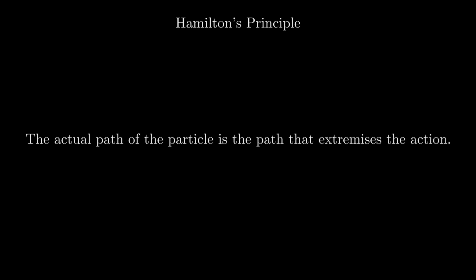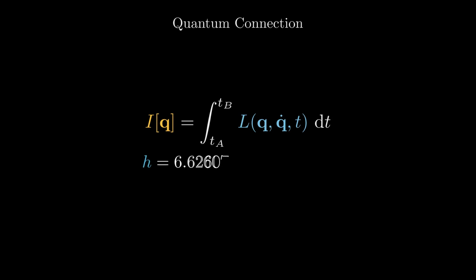But how does this help us find what path the particle will actually take? To achieve this, we need to use Hamilton's principle. The actual path of the particle is the path that extremizes the action. It might seem a little out of the blue that we should expect this to be true, but while experiments classically seem to be in favour of this idea, the deeper reason is quantum in nature. But that is beyond the scope of this video. One way you might get a hint that quantum mechanics is involved is by observing the units of action, joule seconds, the exact same units as Planck's constant.